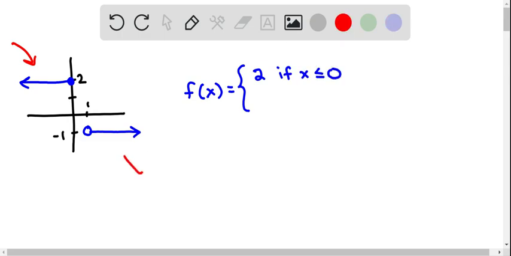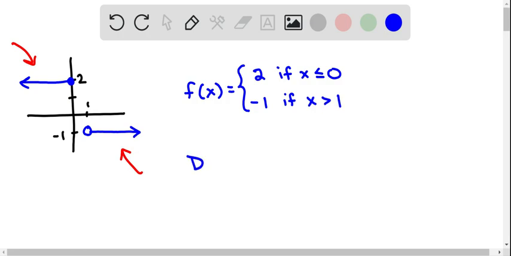And then let's look at the piece on the right. So that's a horizontal line at a height of negative 1. So its equation would be f of x equals negative 1. And for the domain of that piece, it looks like it starts at 1 and goes to the right, but it doesn't include 1. So that would be if x is greater than 1.